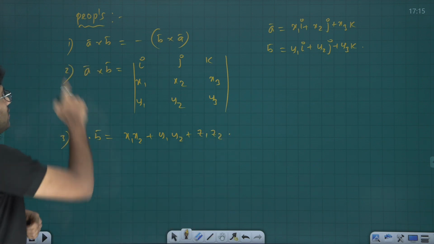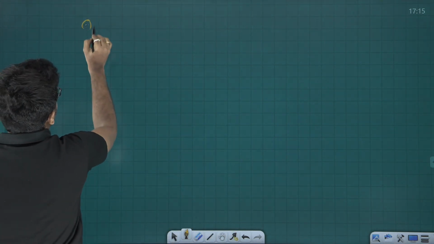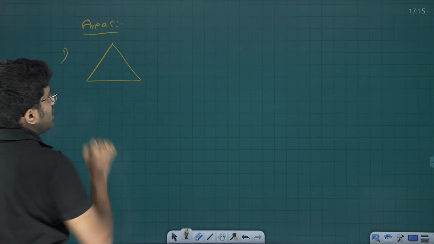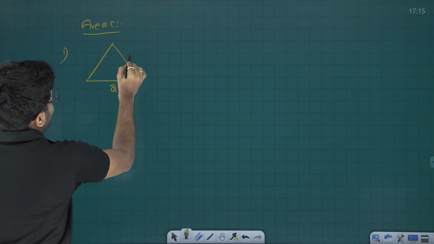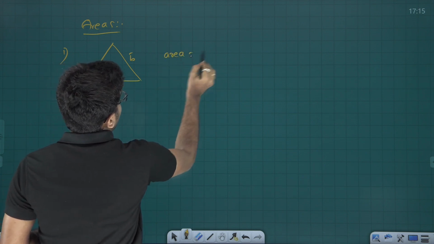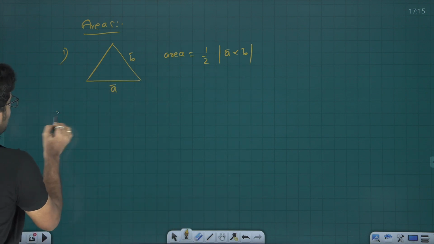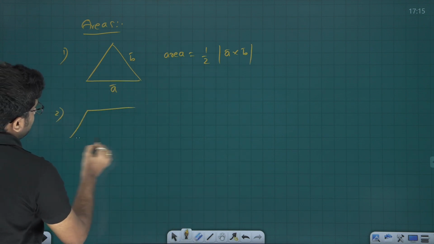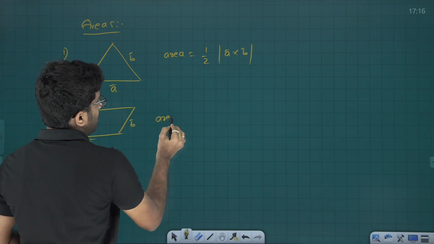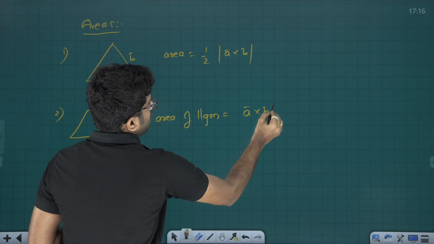Next, the important applications of cross product, the major applications of cross product, are areas, friends. Number one, the area of a triangle with two sides given. If two sides are given, then the area of this particular triangle is half times mod of A bar cross B bar. Number two, the area of a parallelogram with adjacent sides given. If A bar and B bar are adjacent sides of a parallelogram, then the area of this parallelogram, no half, it will be only mod of A bar cross B bar.